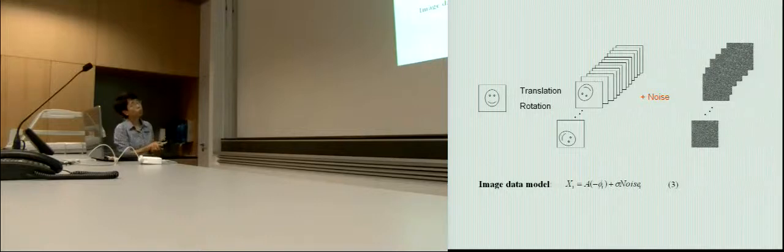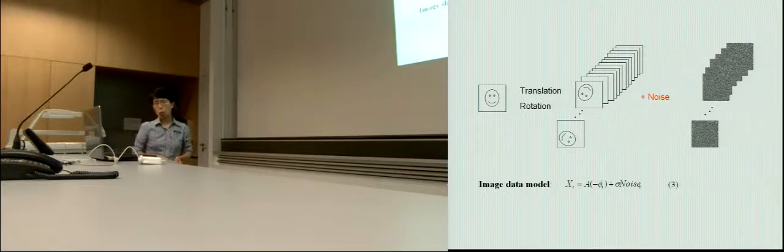xi is the image, the particle we have. It is a result of the structure through translation and rotation phi, and then plus the noise. This is the result. This is the image we have.